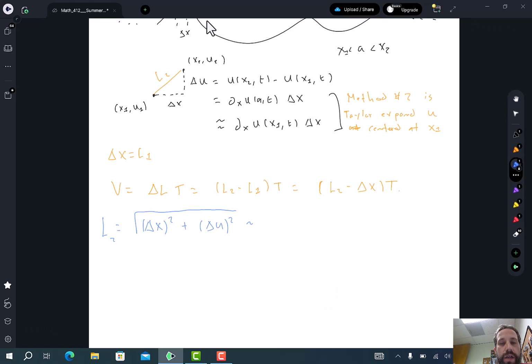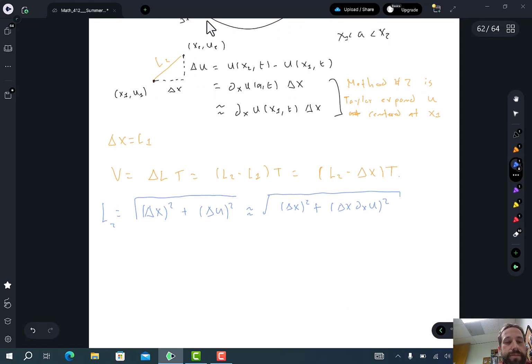Now we're going to use our approximation. So we're going to have delta x squared, but delta u is approximately going to be delta x times the x derivative of u. Just note that the x derivative of u is being evaluated at x1, but the notation becomes too cumbersome, so I'm not going to write it. Now this is equal to delta x times the square root of 1 plus the x derivative of u squared.